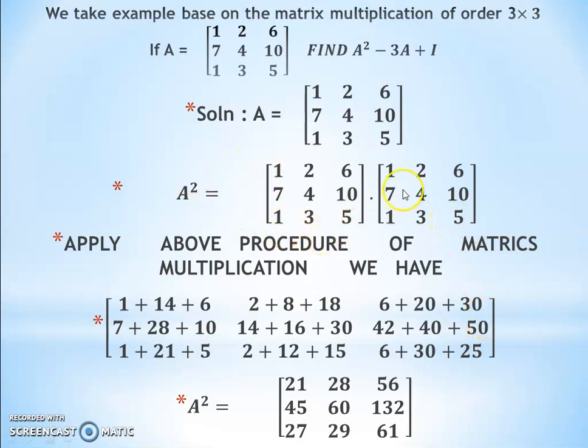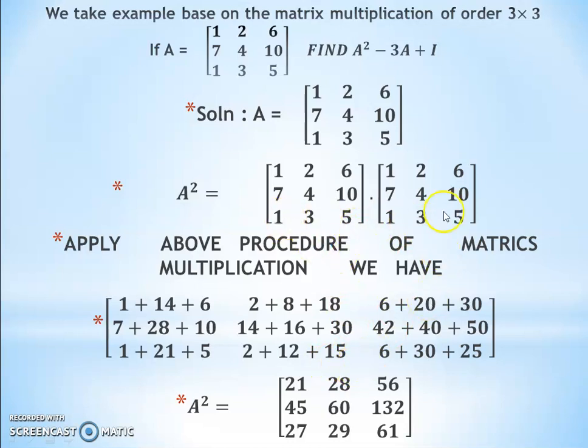Now our last row and each column. 1 into 1, 1. 3 into 7, 21. 5 into 1, 5. Obviously plus is there. Last row, second column. 1 into 2, 2. Plus 3 into 4, 12. Plus 5 into 3, 15.